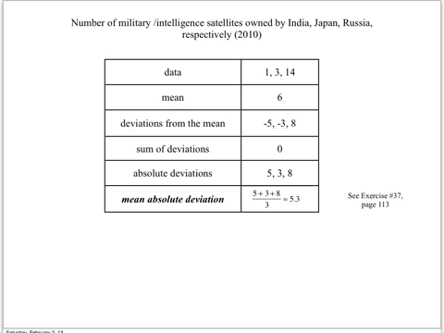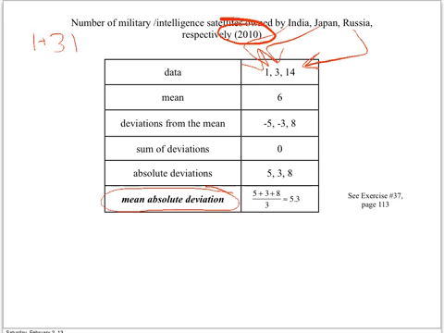So there is one more measure of variation called the mean absolute deviation, and here's how it's calculated. This data consists of the number of military intelligence satellites owned by India, Japan, and Russia, respectively. So India has 1 military intelligence satellite, Japan has 3, and Russia has 14. This is as of 2010. The mean of those three numbers is simply found by adding them up and dividing by 3. So 1 plus 3 plus 14 is 18, and 18 divided by 3 is 6.